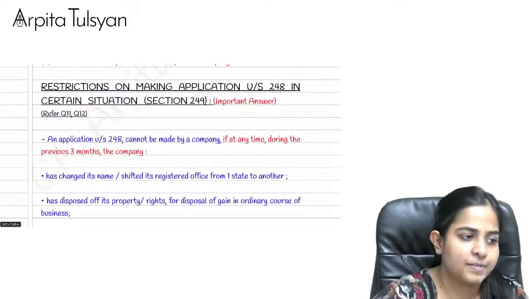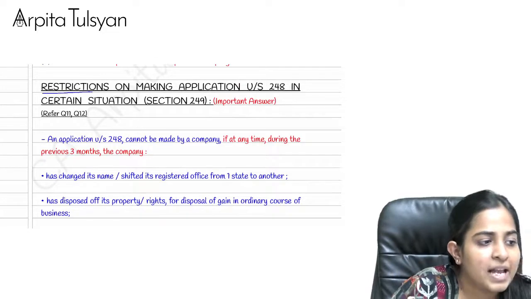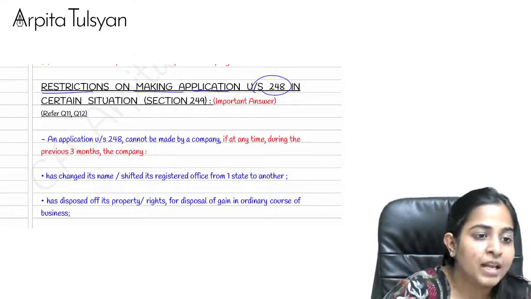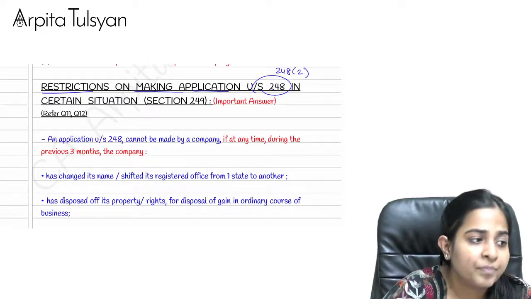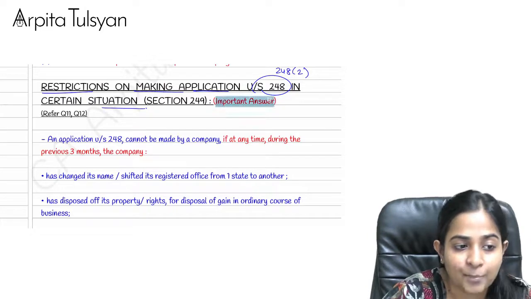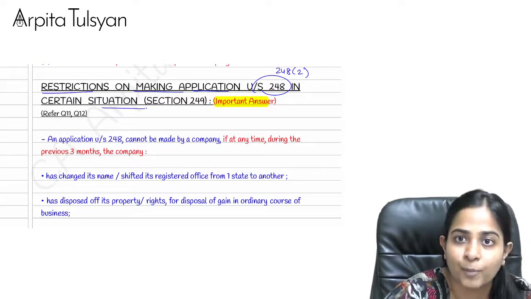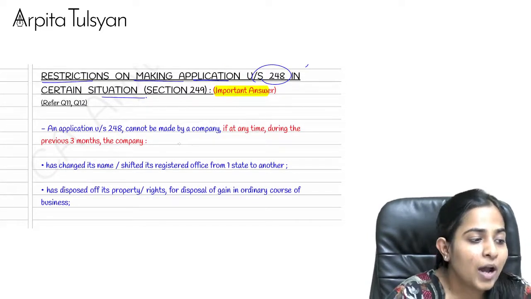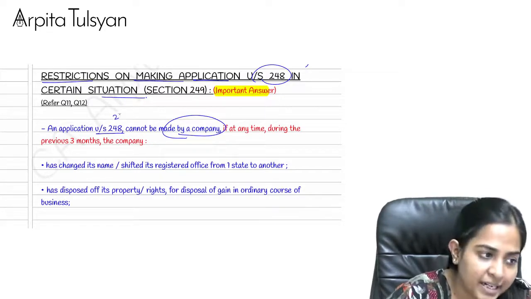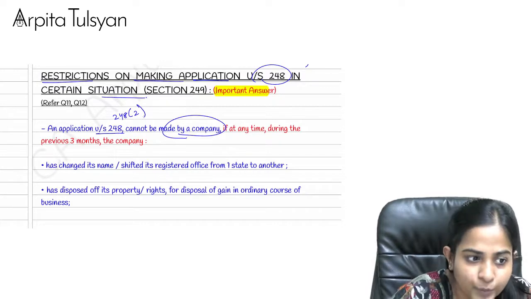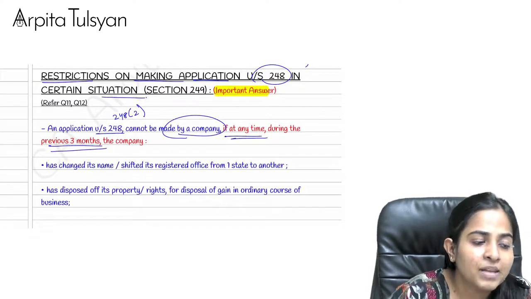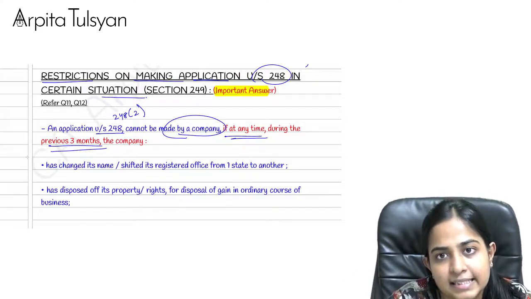Just see, everyone here. Restriction on making application under section 248 subsection 2 in certain situations. I have already written here, it is an important answer. Now, an application under section 248.2 cannot be made by a company if at any time during the previous 3 months, 5 circumstances have arisen.